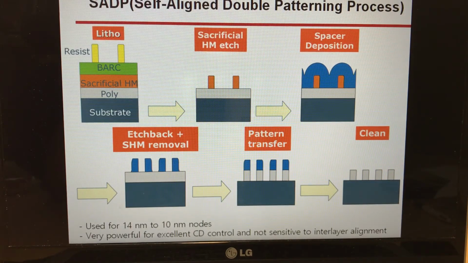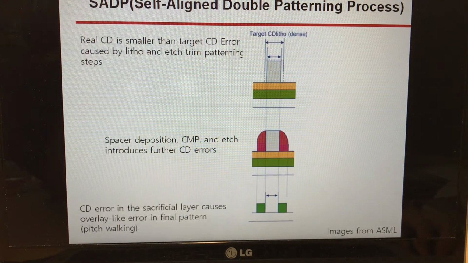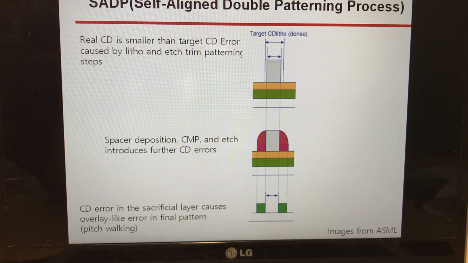SADP uses a spacer, which is near the gate. This is strong, so a hard mask is used. But this also has a problem called pitch walking, where the spacer's height is different, so when we etch this device, the pattern size is different, and this causes device performance to be lower.